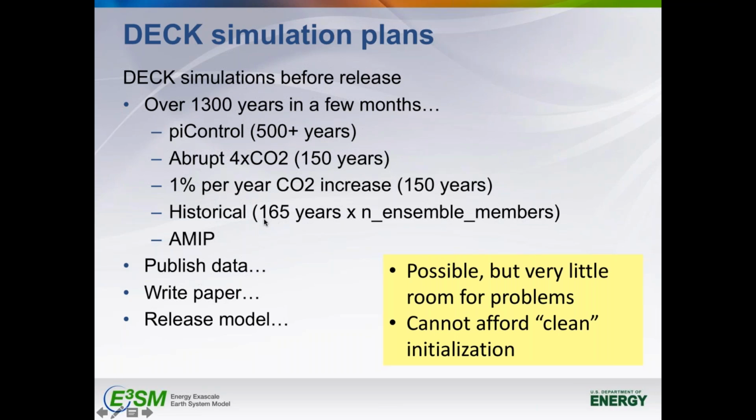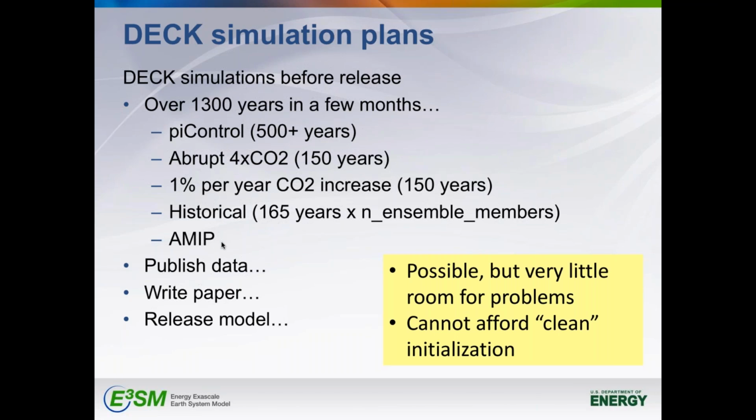Each one is 165 years, from 1850 to 2014. And we really need to do more than one ensemble member, so we're hoping to do at least 3 ensemble members. And then in addition, there is a CMIP simulation that is required. That's only 30 or 40 years. So those are the simulations that, once the model is frozen, we need to perform rather quickly.